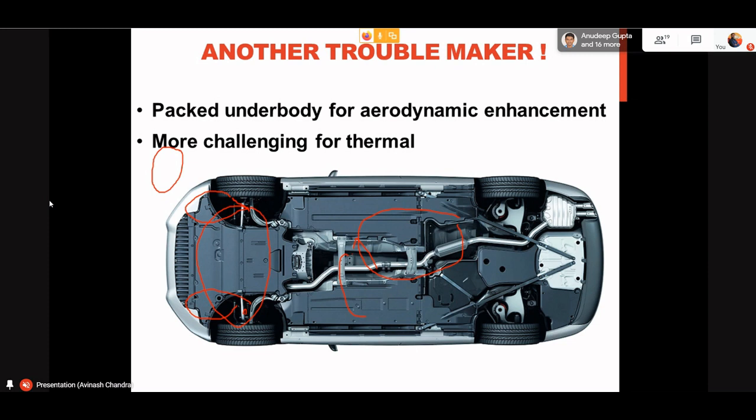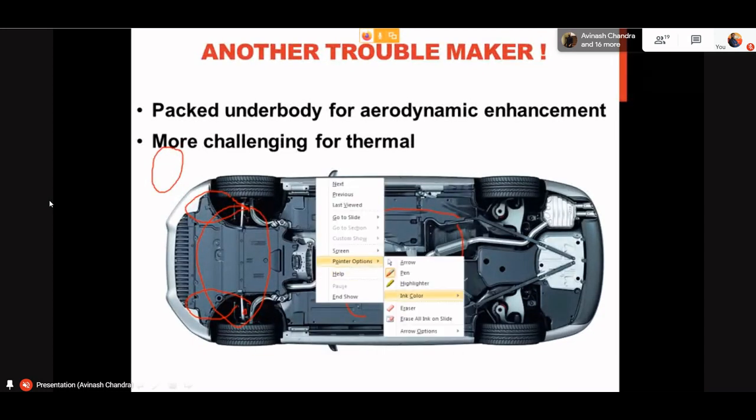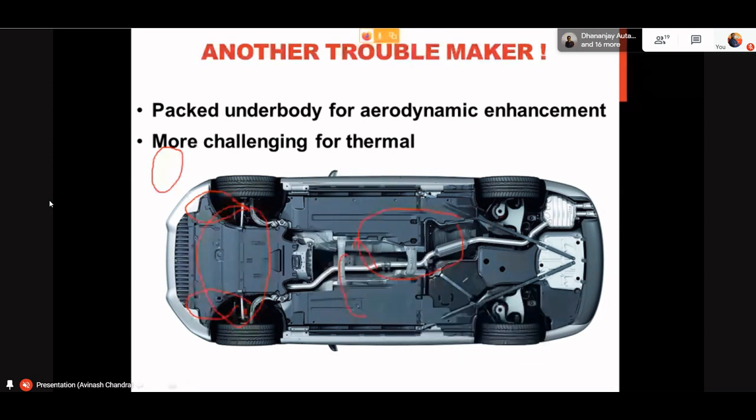So if the upper surface of the body is generating 45% of the total drag, the lower surface is very much uneven, with a lot of gaps. If you have a chance to control the drag from the underbody perspective, there is a lot of opportunity. But you have another challenge, because when you close it, you have to think a lot about the thermal.